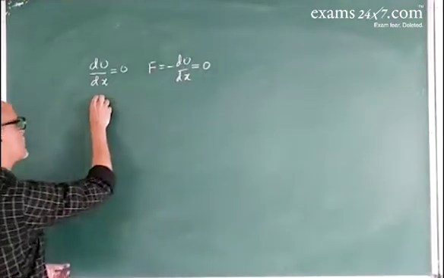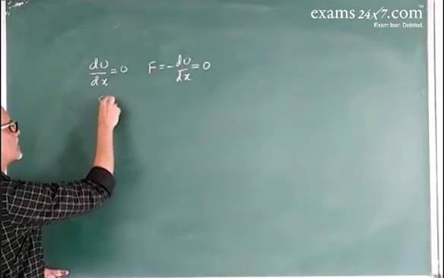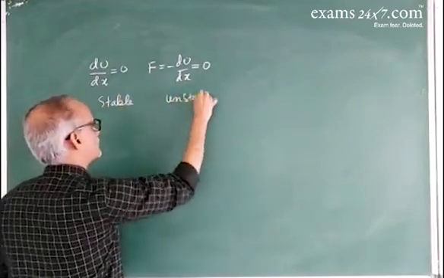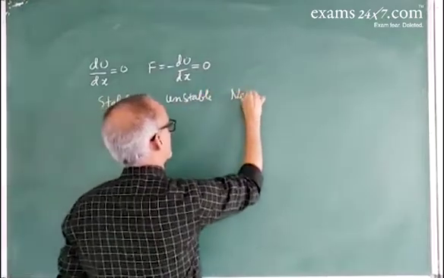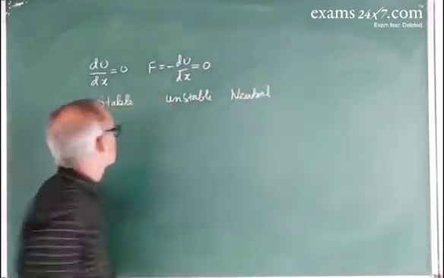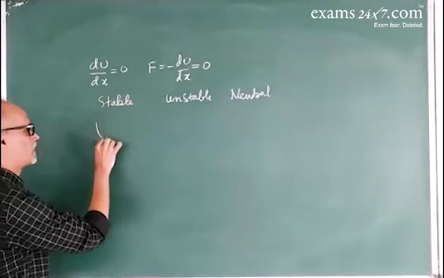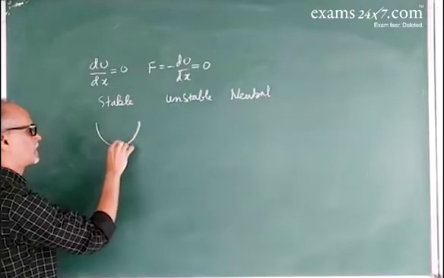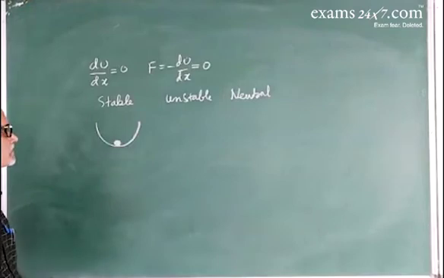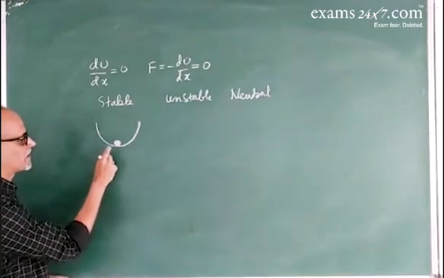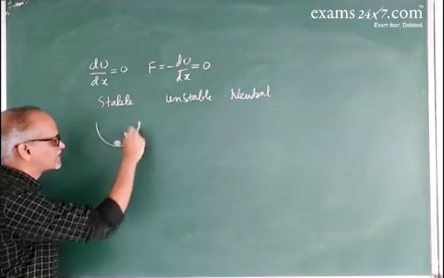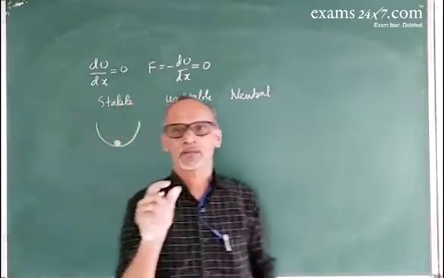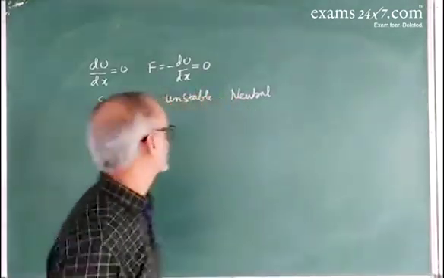The three types of equilibrium are stable equilibrium, unstable equilibrium, and then neutral equilibrium. If I consider a bowl like this with a small sphere or a small marble, right now it is at rest, it's in equilibrium, and if I displace it, it comes back to the same position. That is called stable equilibrium. In stable equilibrium, once the body is displaced, it comes back to the same position.